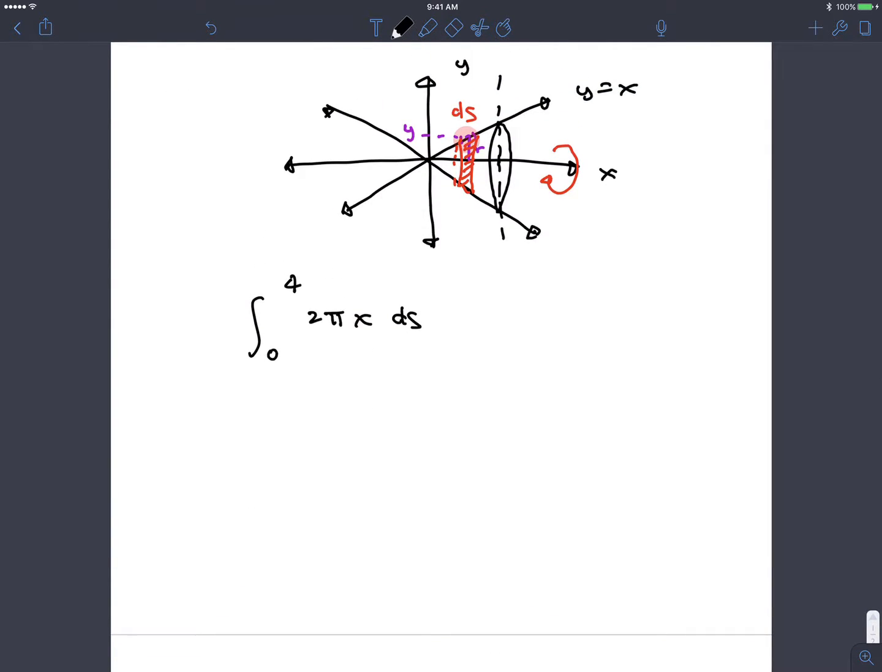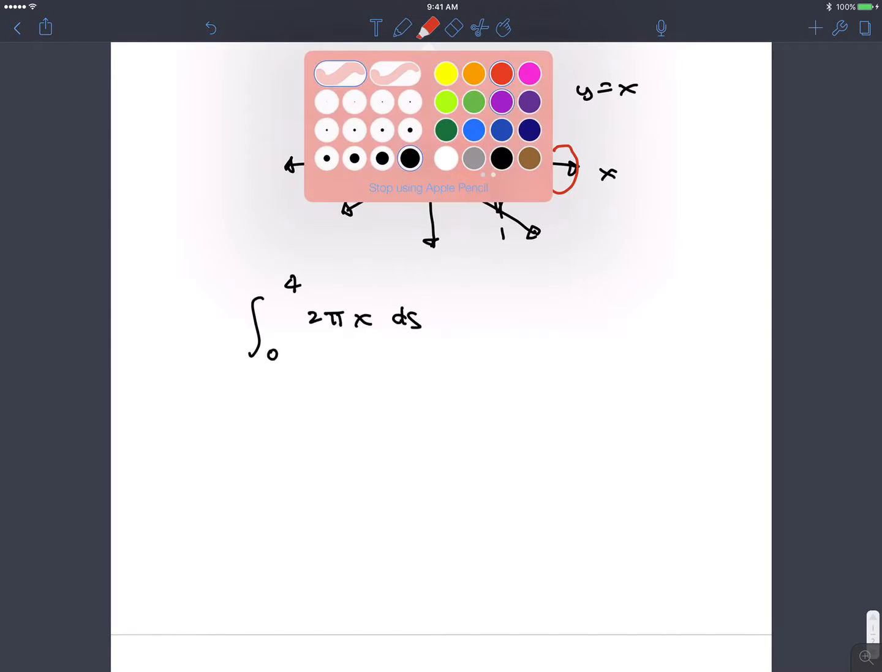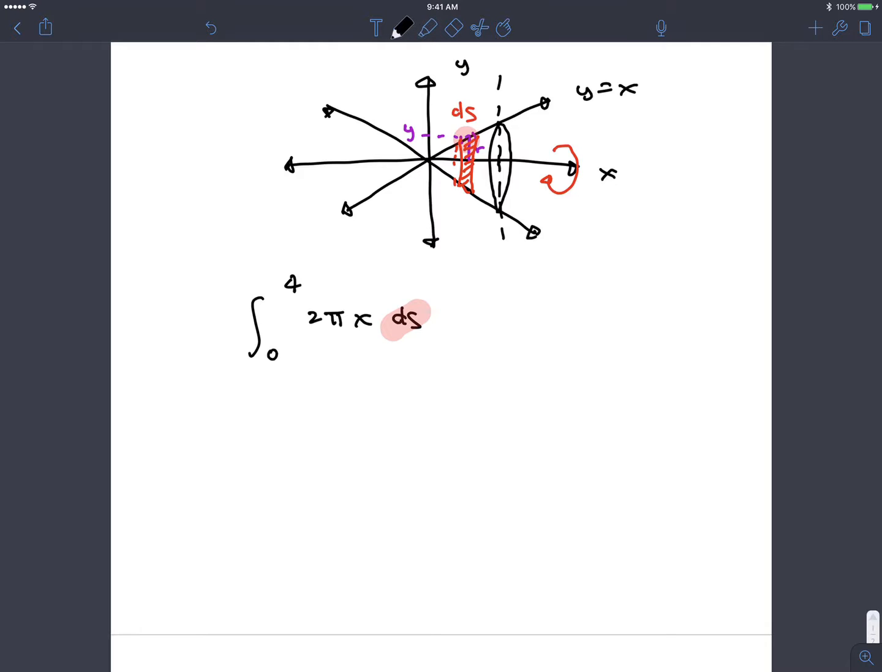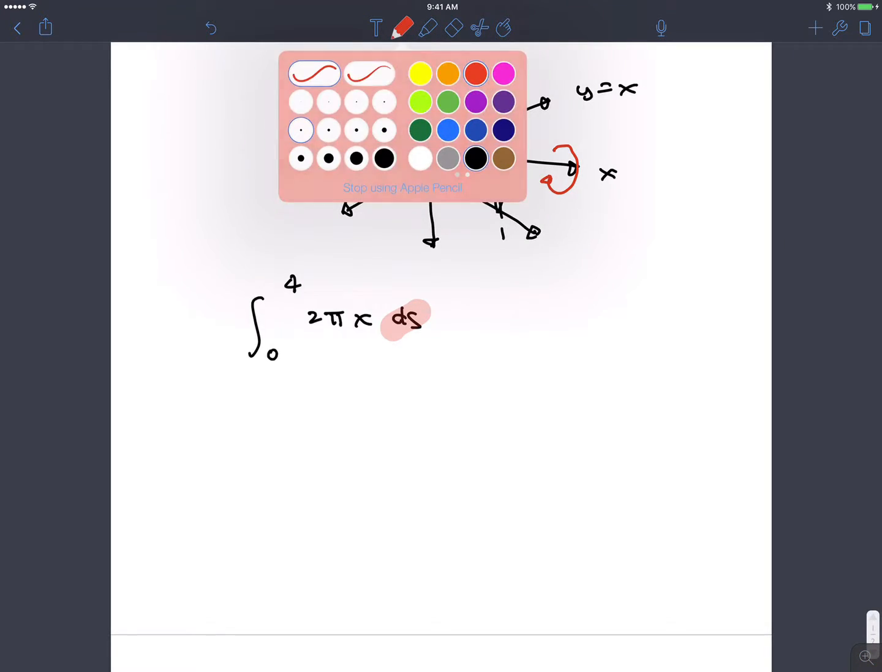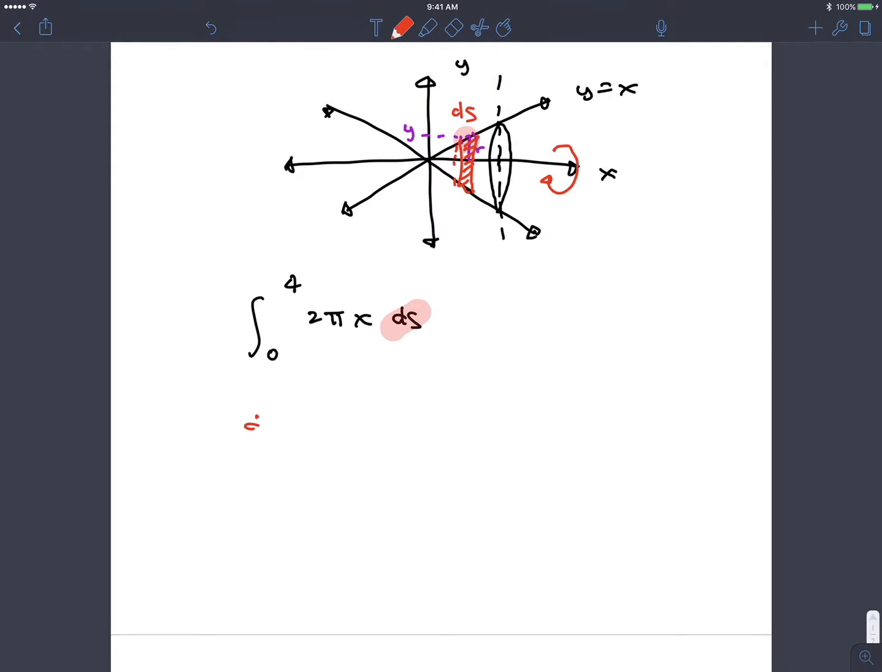So remember last week, what do we use for ds? We have two versions of ds. Anybody remember the versions of ds we have from last week? Right, our ds is going to be the square root of 1 plus y prime squared dx, or it's going to be the square root of 1 plus x prime squared dy. This is for my ds.